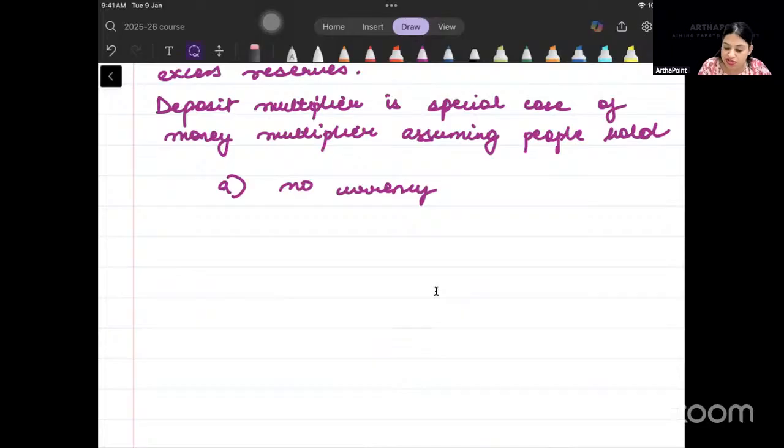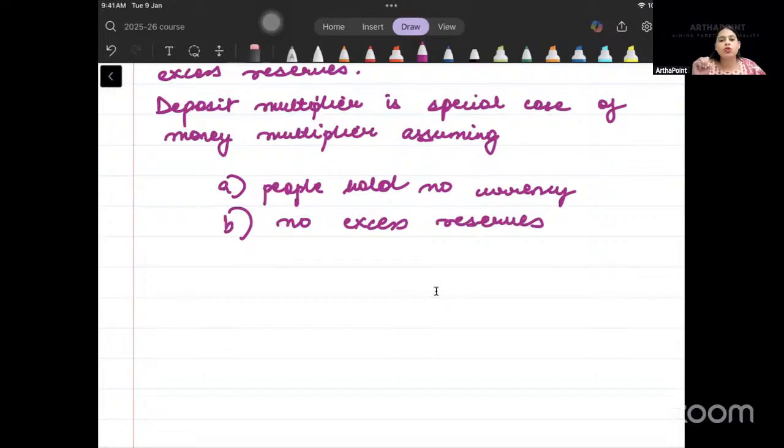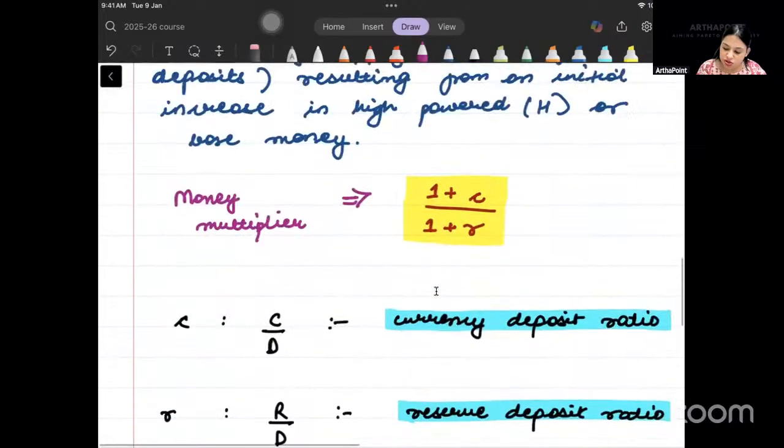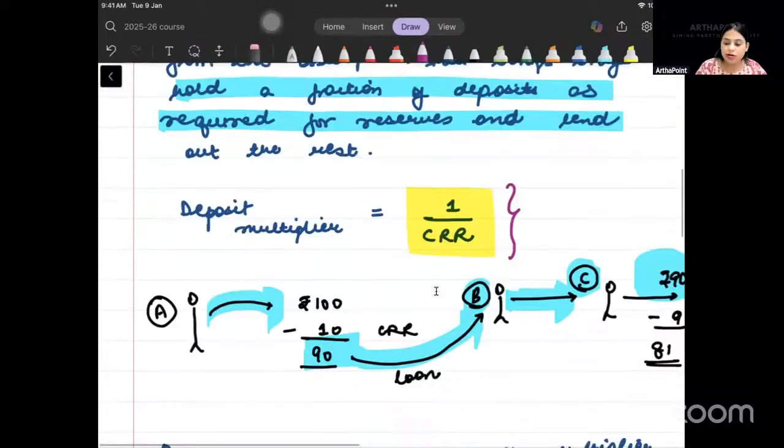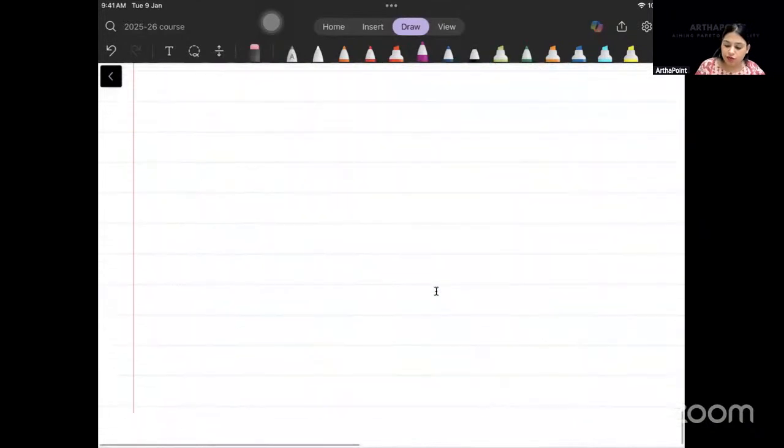Assuming people hold no currency, right? And at the same time we also assume that there is no excess reserves. No excess reserves, right? So these are the two things which are assumed not here, but they're considered here. यहाँ पे जो reserve है, it takes care of excess reserves also. And जो currency deposit ratio, it takes care of the fact that people can hold some money in the form of currency also, right?